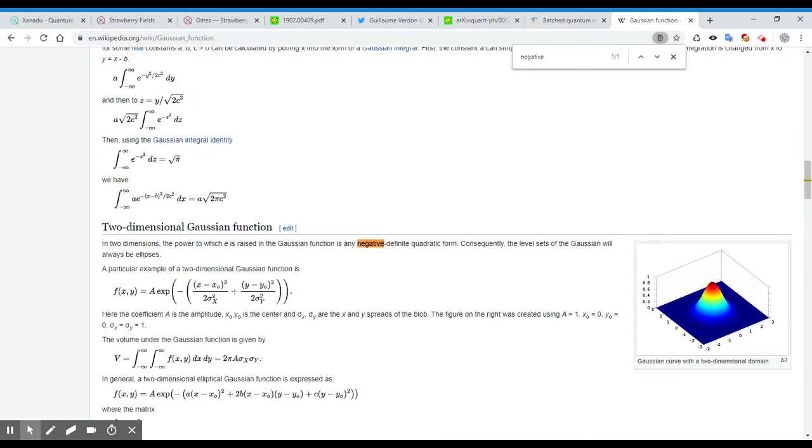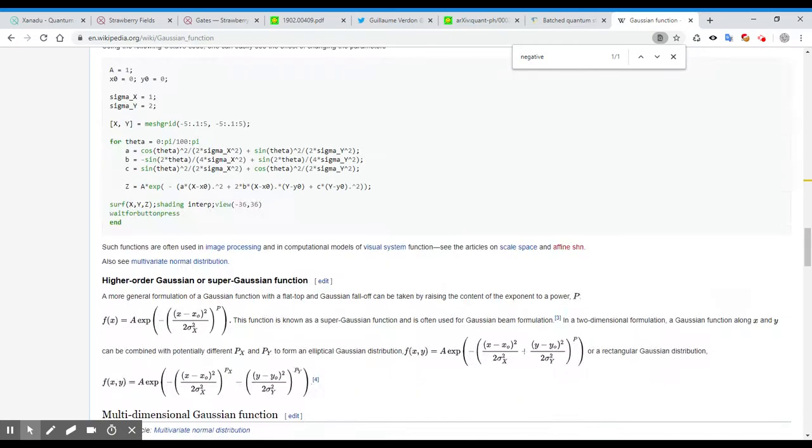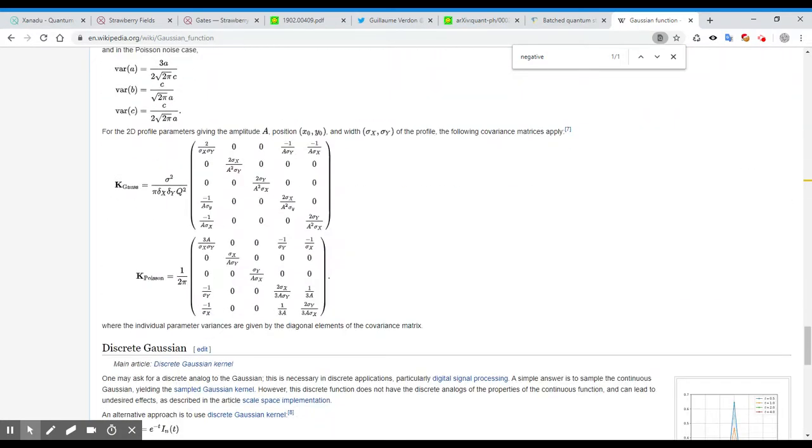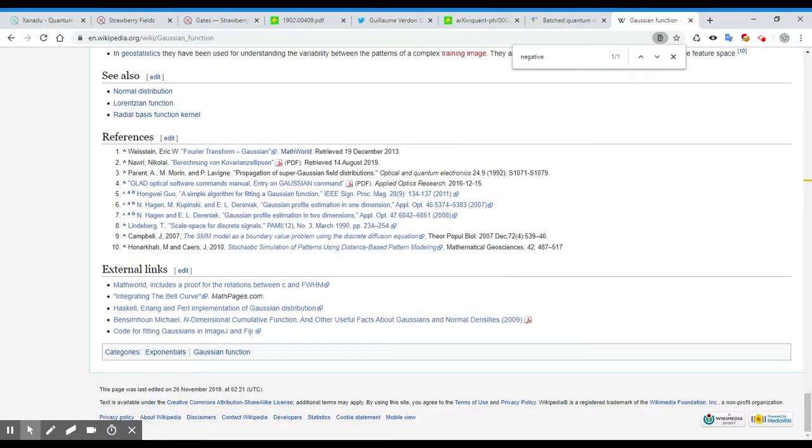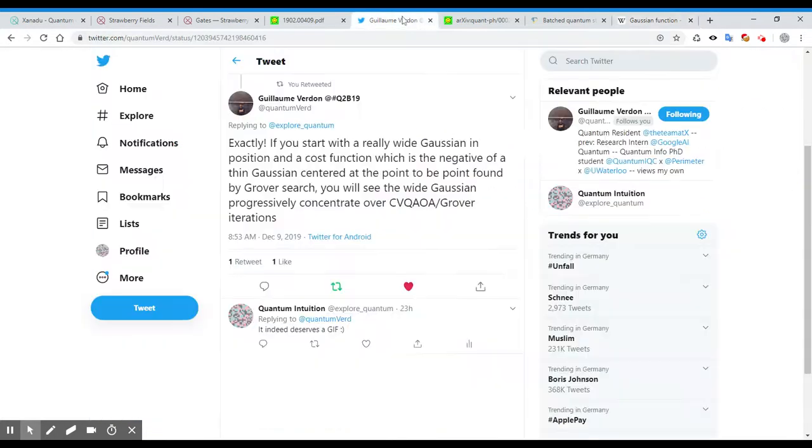Okay, so in two dimensions, the power to which e is raised in the Gaussian function is any negative definite quadratic form. Consequently, the level sets of the Gaussian will always be ellipses. Okay, yeah. But then there's no sense in this Gaussian taking a negative form, or is this just naming the negative of a thin Gaussian?